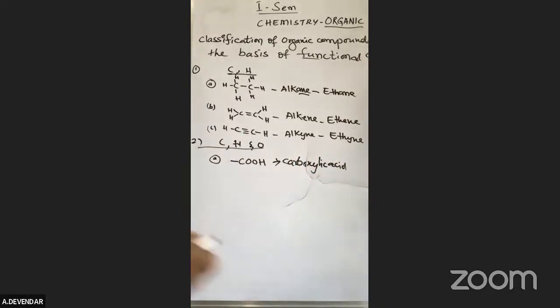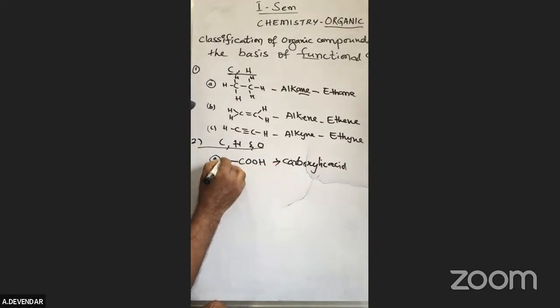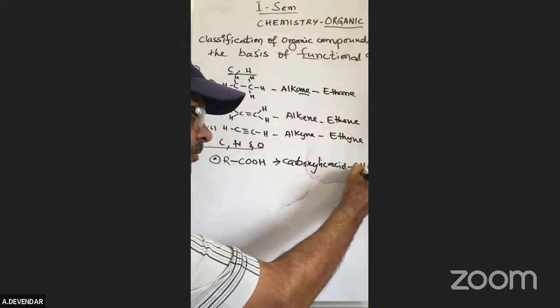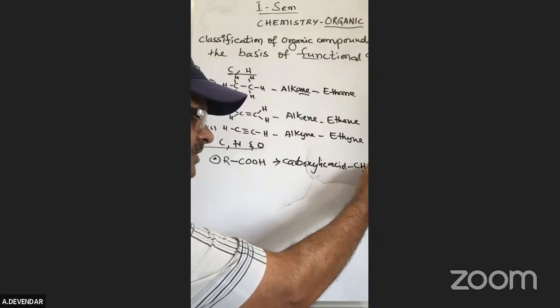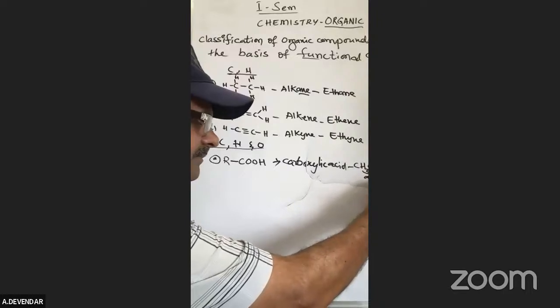So in your exam, this is enough. This is called a carboxylic acid. Suppose I am using R as an alkyl group. I am keeping the example of a methyl group, CH3COOH. It is nothing but acetic acid.